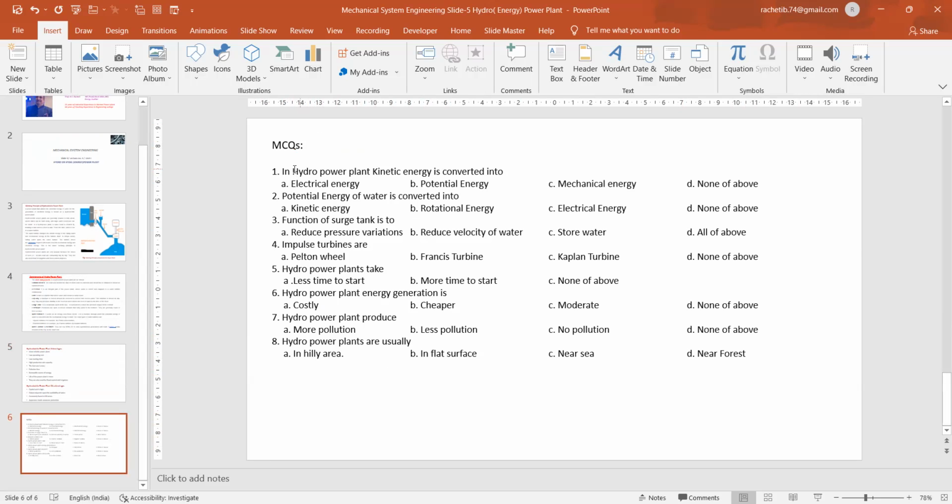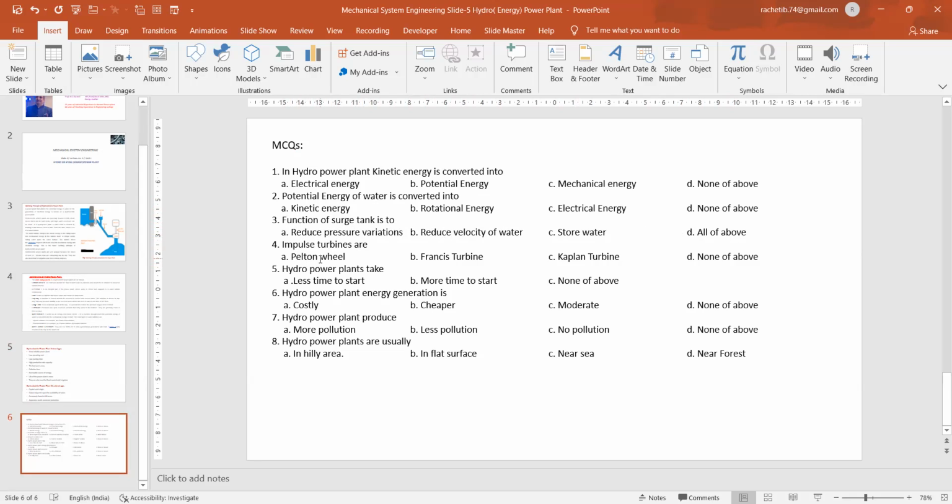And now again a quiz, or you can say MCQs. In a hydropower plant, kinetic energy is converted into what? Electrical energy? No. Mechanical energy? Yes. Potential energy of water is converted into kinetic energy. The function of a surge tank is to reduce pressure variation, reduce velocity of water, store water, all of the above. So you can say reduce pressure variations is also there.